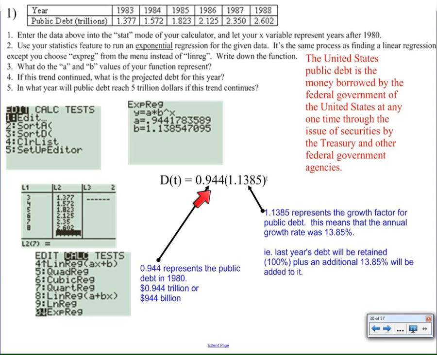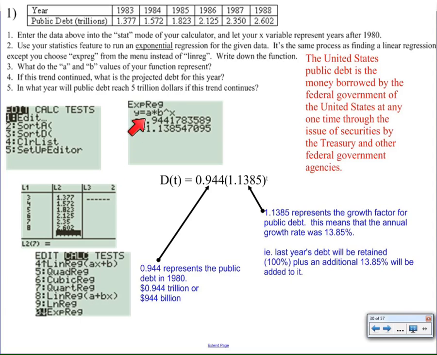So here we have 0.944, which in this particular case refers to public debt from the 1980s. This is really old data. It doesn't really matter that much, but let's assume that these data are reliable. X represents the years after 1980. So the data were entered into the graphing calculator and an exponential regression was run.